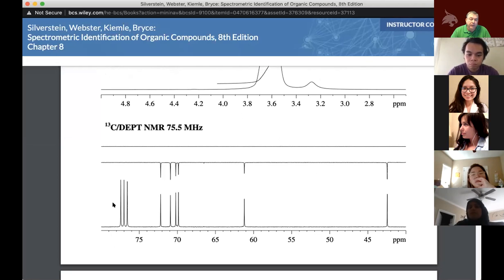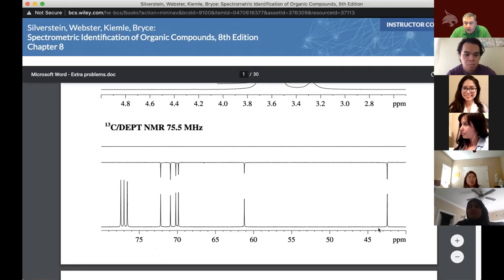All right, and so everything is below 77. So this is a weird peak here at 77. It's really big and strong. What is that? Solvent, that's right. And which solvent in particular? So yeah, this is deuterochloroform. So that means everything else is below that.